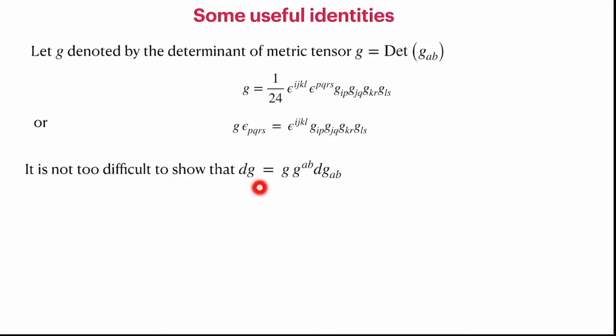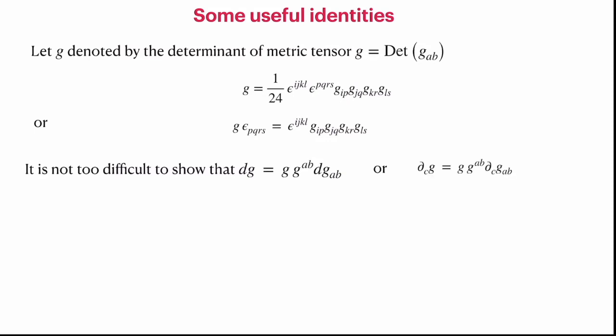One of the identities shows that the differential dG of the determinant of the metric is given as G, the determinant itself, times g^ab multiplied by dg_ab. Here d is a differential operator. You can differentiate with respect to a coordinate variable, or you can take the exact differentiation. This is a standard identity of matrices you might have come across, but nevertheless I am not going to show this. It's fairly straightforward to show using some of the straightforward properties.